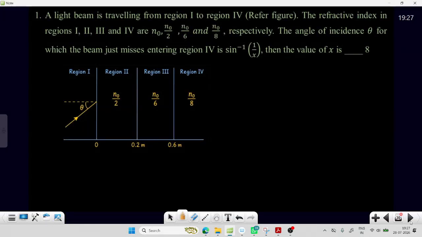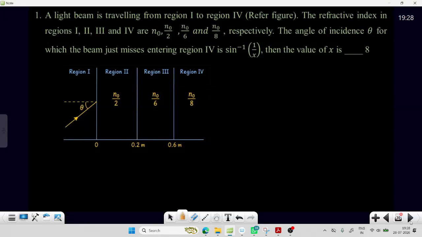Take this one here. The light is traveling from region 1 to 4. The refractive indices are given. The angle of incidence is theta, and the beam just misses entering region 4. Then they ask us to find the value of x.